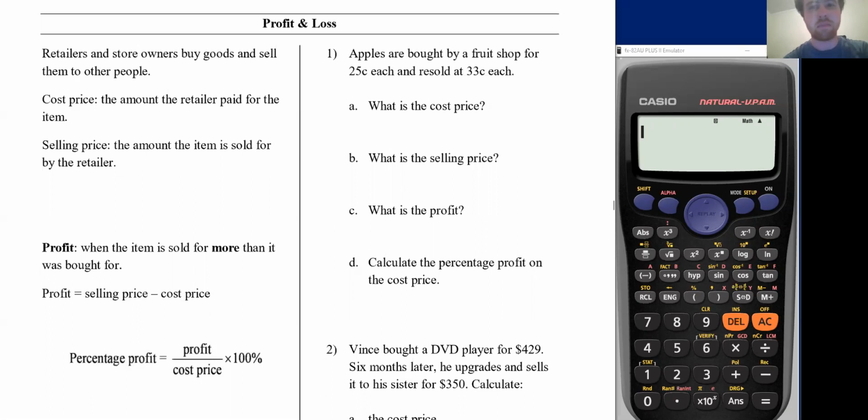Today we're going to be looking at profit and loss. Now this is the next lesson in our financial maths topic. Some of you may be familiar with the concept of profit and loss, others might be less so. So let's go through it.